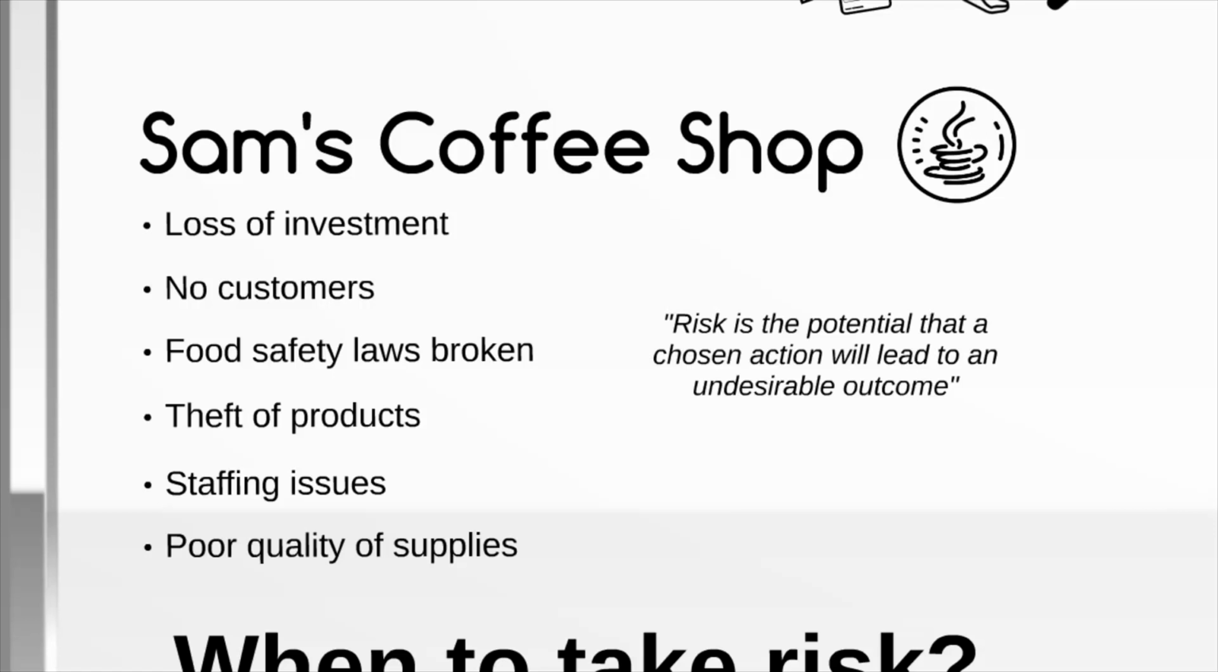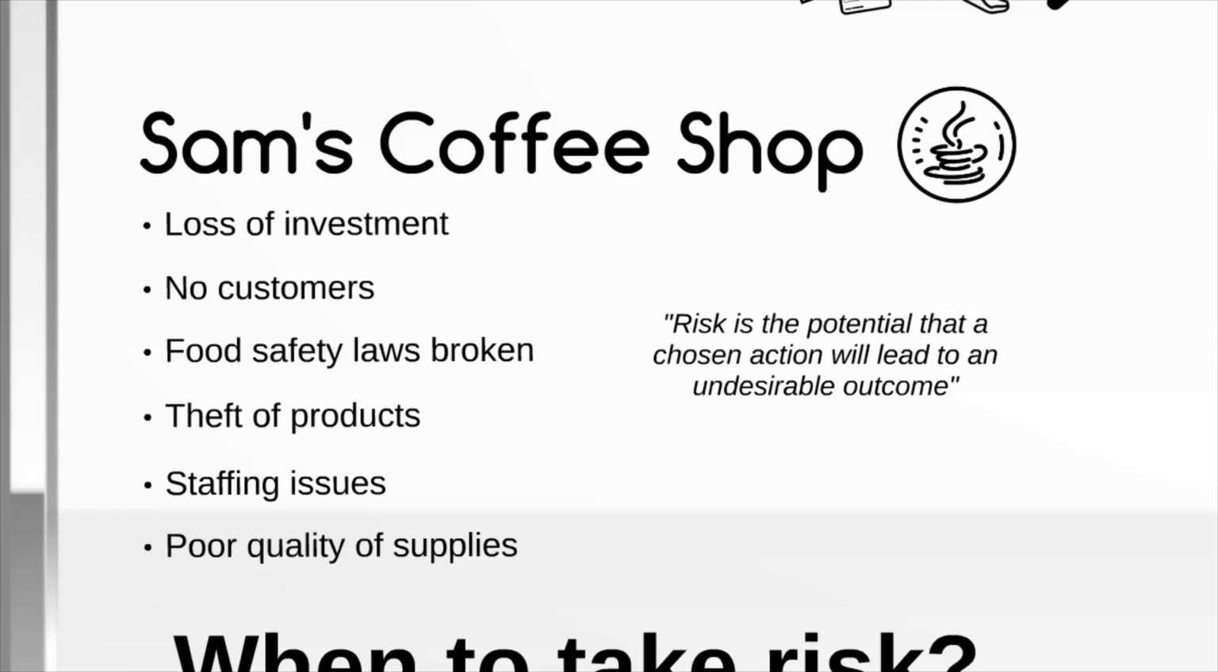So, the formal definition now, and this is an important formal definition for you to consider for the CIMA syllabus, so please make sure you are aware of this, is that risk is the potential that a chosen action will lead to an undesirable outcome.